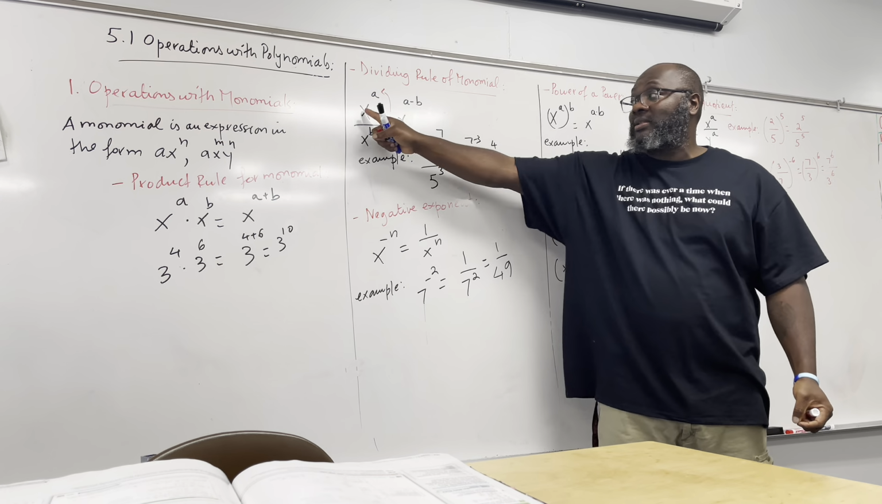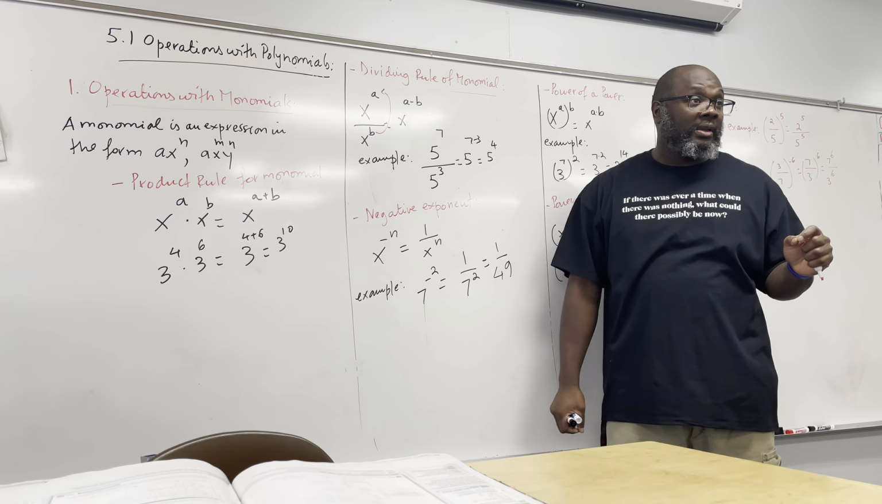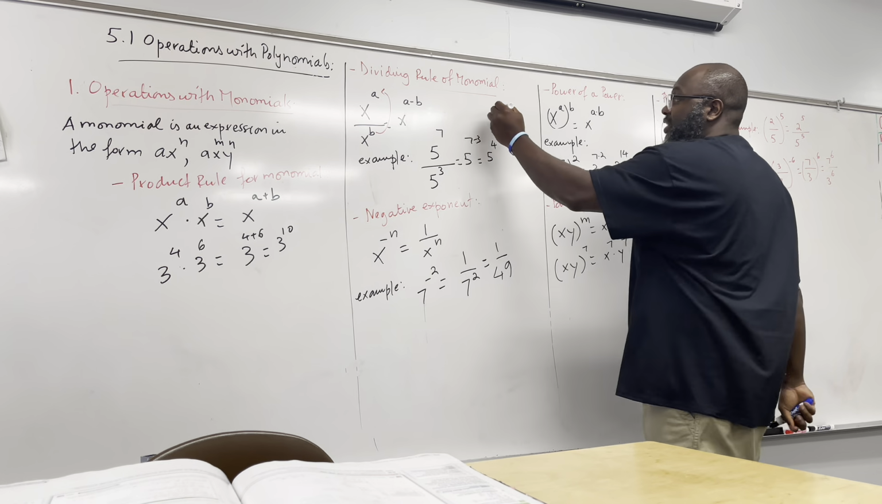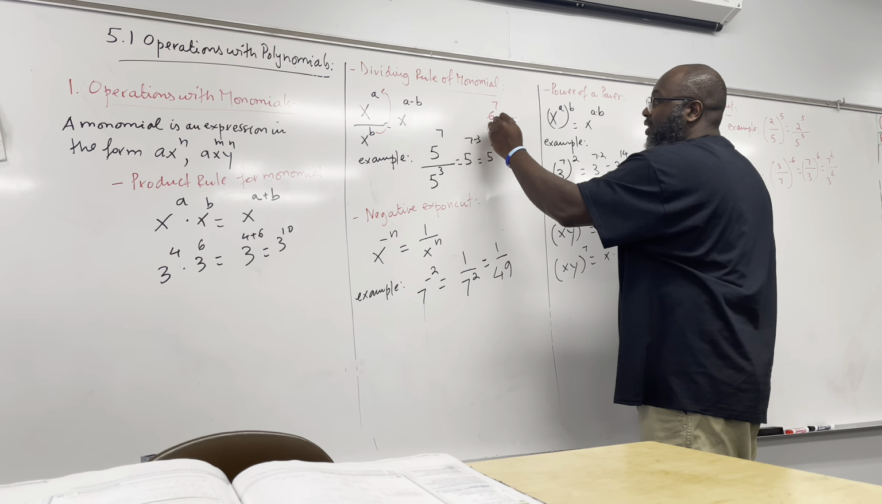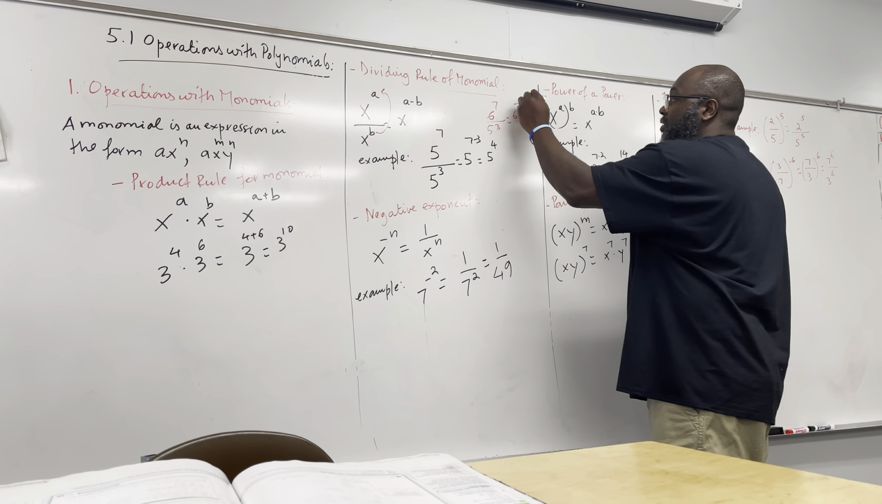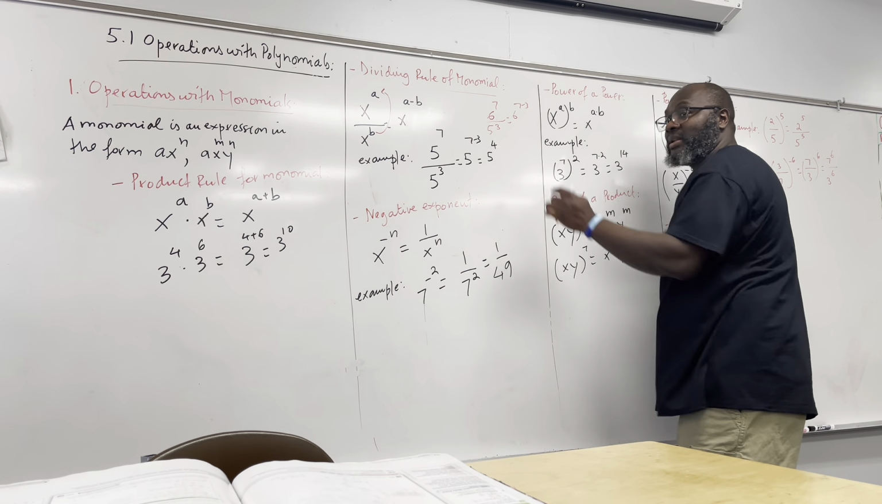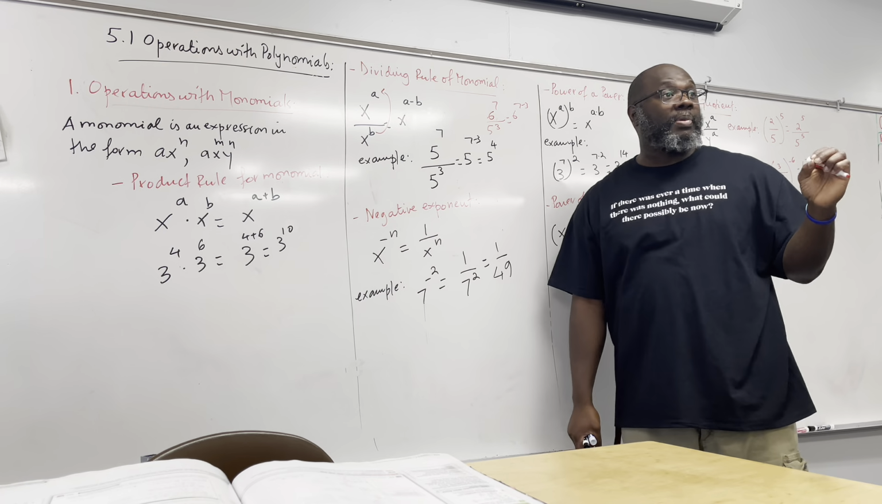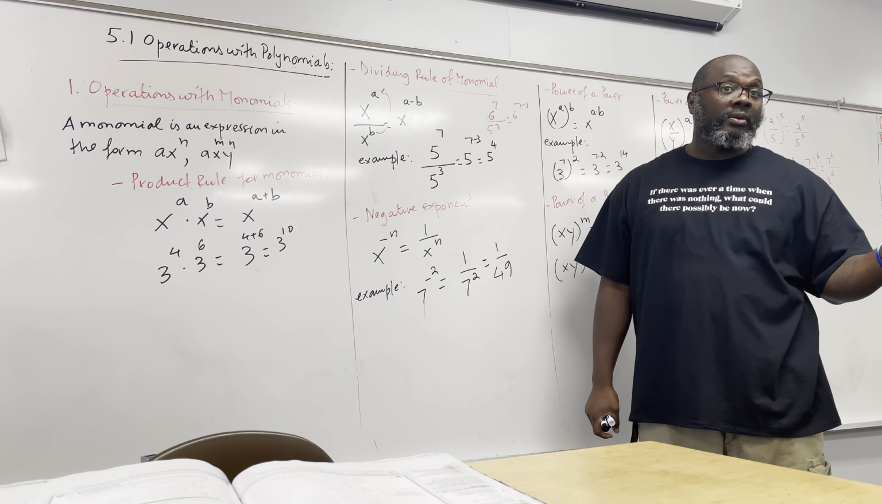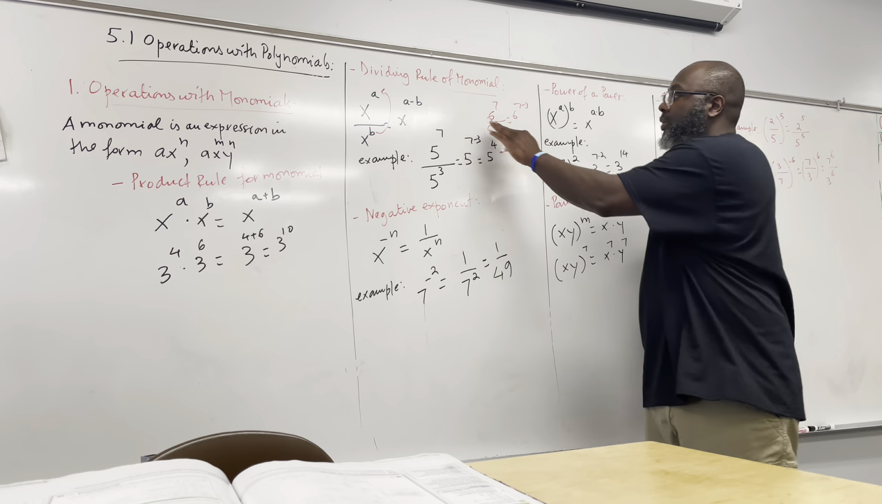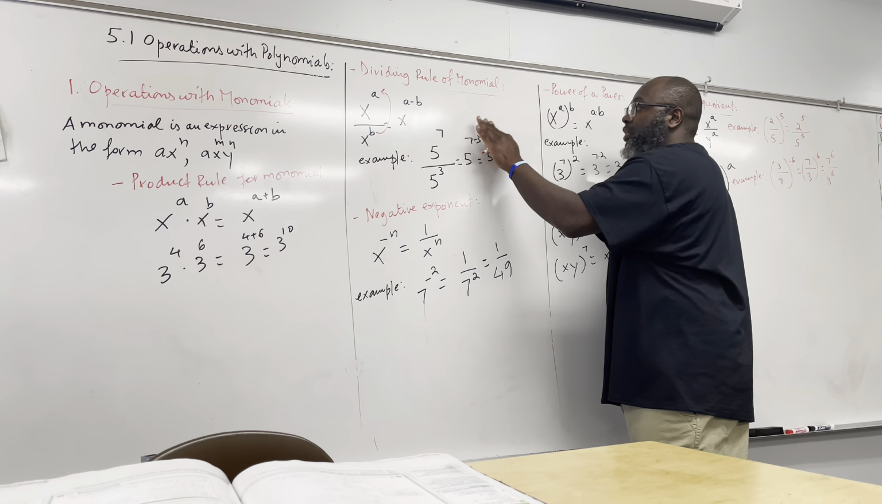If the base is not the same, you cannot do that. For example, if I have 6 to the 7 over 5 to the 3, it's not going to be 6 to the 7 minus 3. You can't do that because the base is not the same. You have to make sure the base is the same. Are we understanding this? It seems like everybody's on the same page.